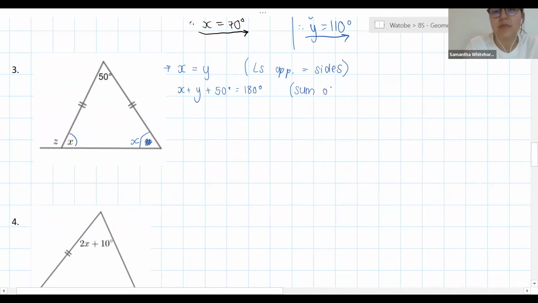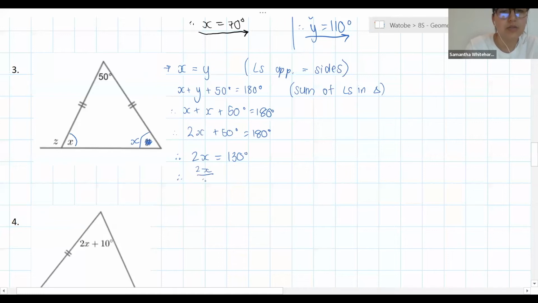Then I can use my sum of angles in a triangle to go and work out what X and Y are. Now, because I've just said that they're the same, what I actually have here is X plus X plus 50 equals 180. And then we can go and do that whole method that we've just had explained to us. So we'd have 2x plus 50 is equal to 180, which means that 2x is equal to 130. And when I divide both sides by 2, because remember, I'm trying to solve for x, I get 130 divided by 2, which is, of course, 65 degrees.